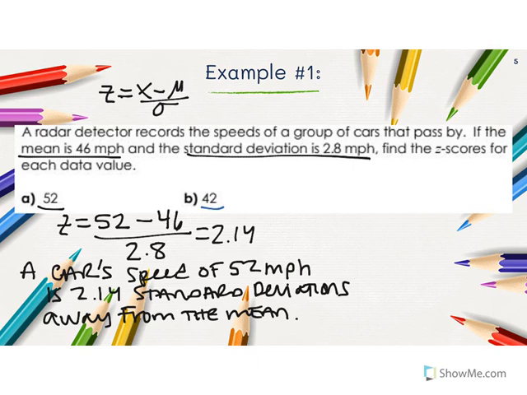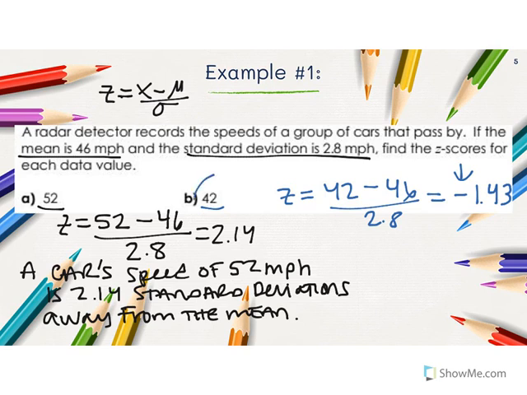Now we're talking about a car that's going 42 miles per hour. I'm going to plug that in for my data value, use the same mean, and divide by my same standard deviation. When I put that in my calculator, I end up getting a negative 1.43. So having a negative z-score means that this car is going to be below the average. And we can see that because this data value, 42, is less than 46.